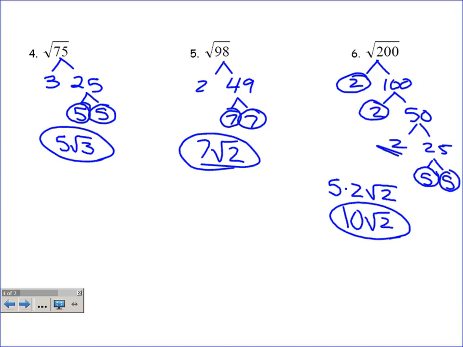How do we do 5 times 2? Okay. There's a pair of 2s, so that gives you the 2 on the outside. There's a pair of 5s, so that gives you the 5 on the outside. This 2 right here, since it's all by itself, has to go on the inside.